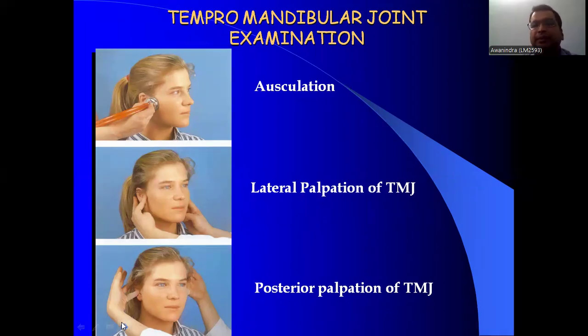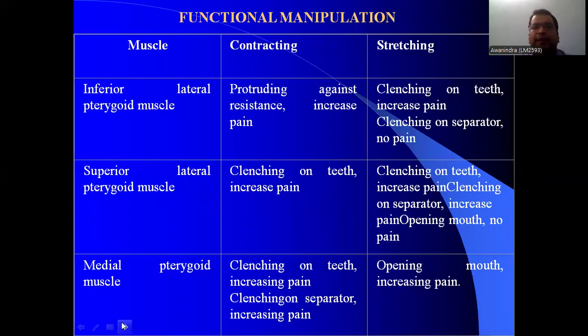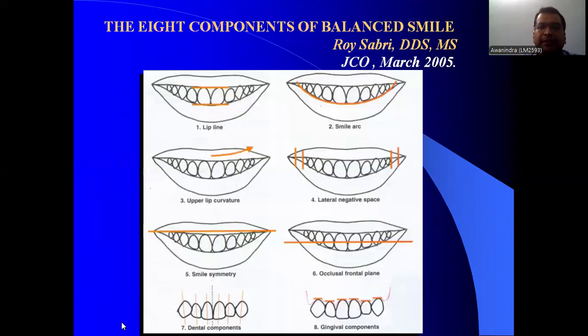Temporomandibular joint examination. TMJ examination is a routine part of the orthodontic diagnosis. We do auscultation, lateral palpation of the TMJ, and posterior palpation. Then palpation of the lateral pterygoid, temporalis muscle, and masseter muscles to analyze. This is how we do the muscle examination.